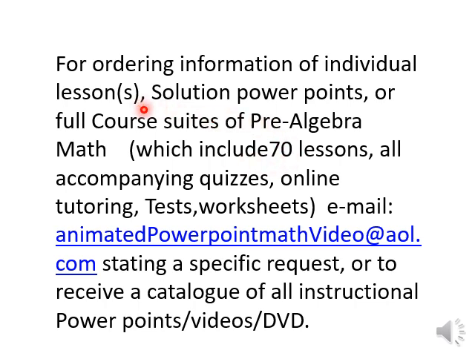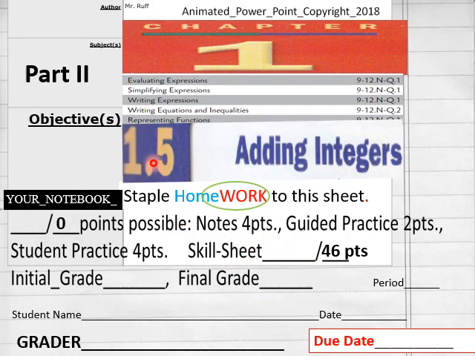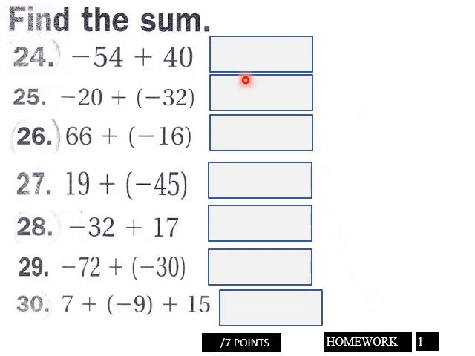Hello everybody, we're getting ready to do lesson 1.5 part 2 homework for pre-algebra math today. And then 1.5 adding integers part 2 homework with 46 points on your homework sheet. Name, date, period, students. Due date down here for onliners and homeschoolers.